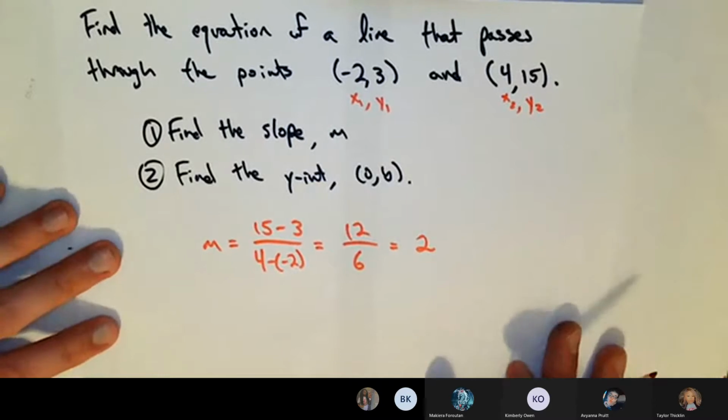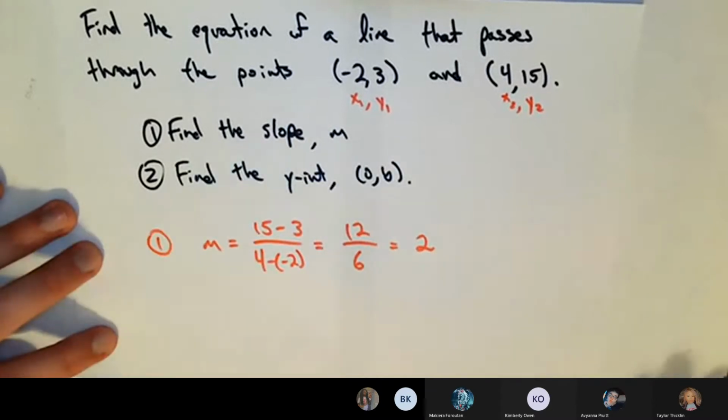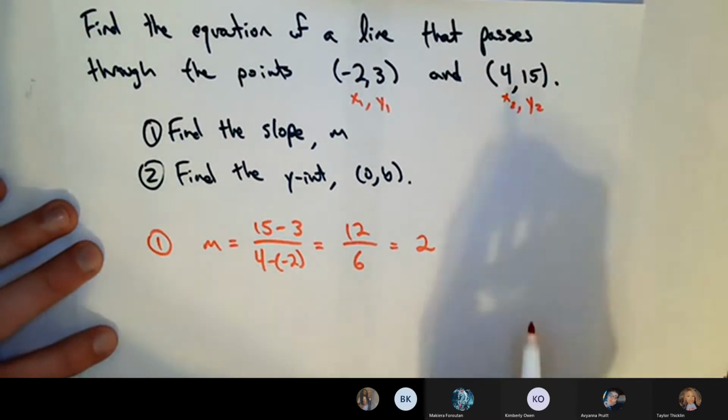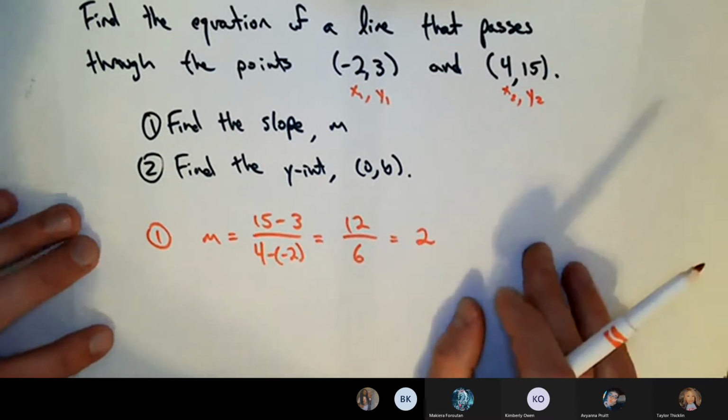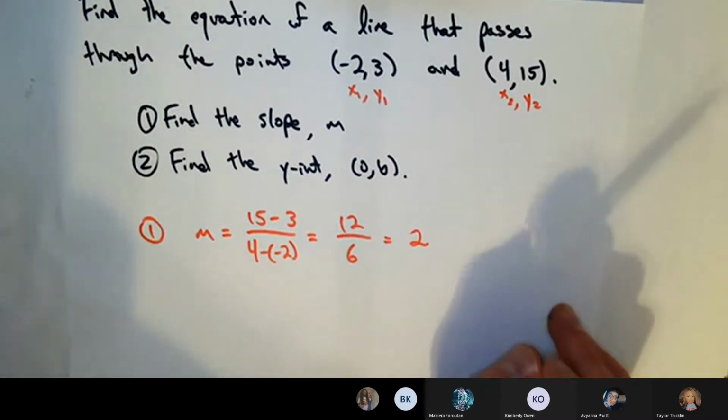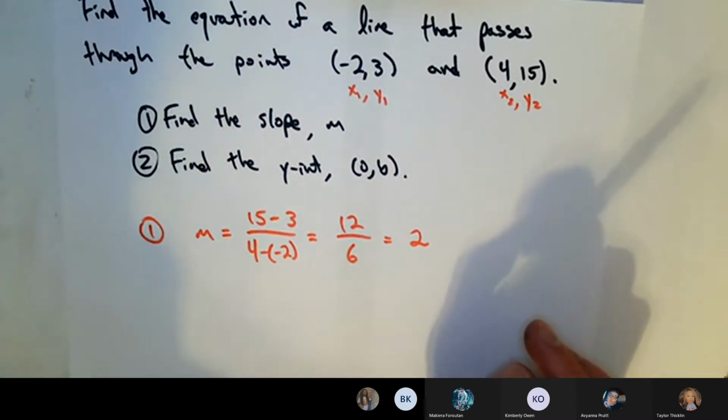Okay, step 1 done. That's step 1. Straight up use the formula. And hope that your answer is a whole number. It's fine if it's a fraction, right? It could have been 12 over 5, right? But there's nothing wrong with it being a fraction. It's just, of course, the rest of the work is going to be a little bit more difficult.